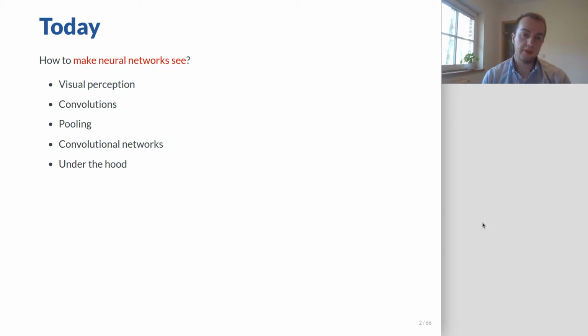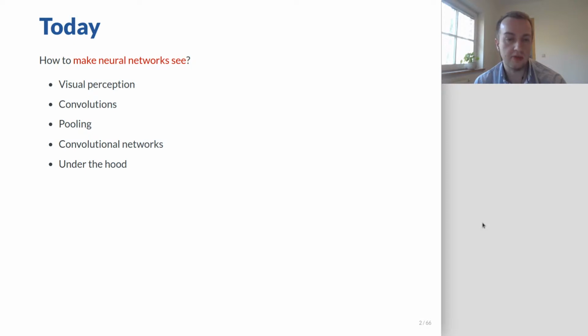Okay, so today will be about how to make neural networks see, and the lecture will be divided into a few parts. So first I will try to tell you about what we know about visual perception in animals and in humans, and then how we can take inspiration from this to implement neural networks that would leverage this knowledge in order to be better adapted to this kind of data. And we'll see how to do that.